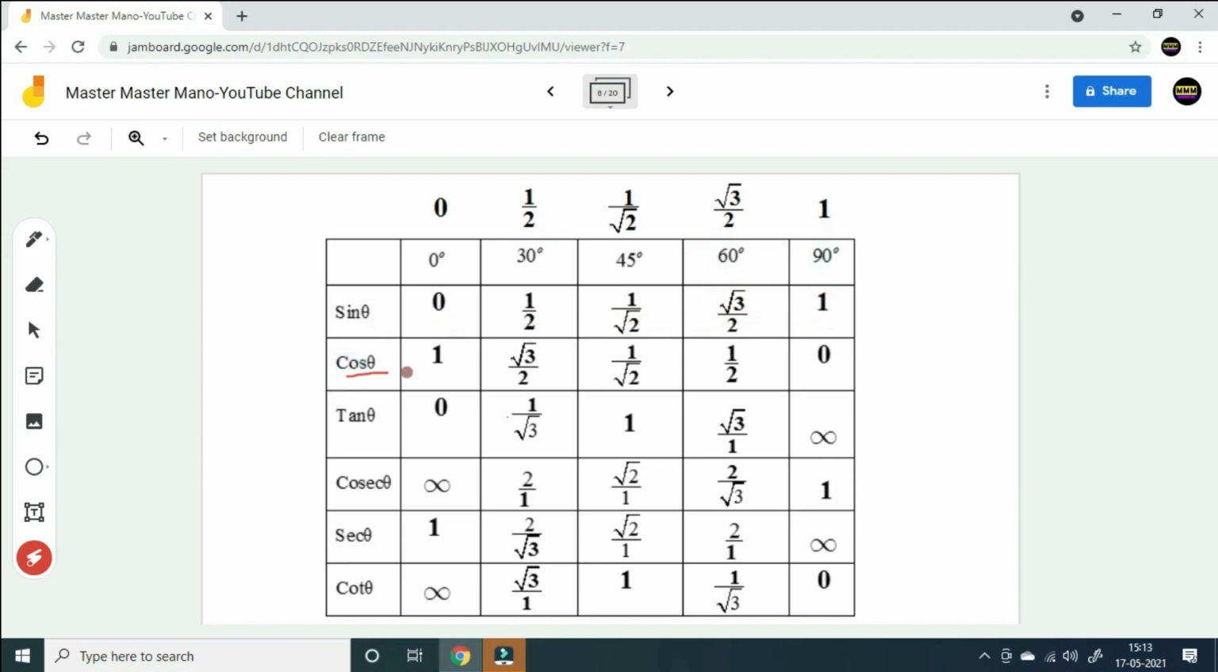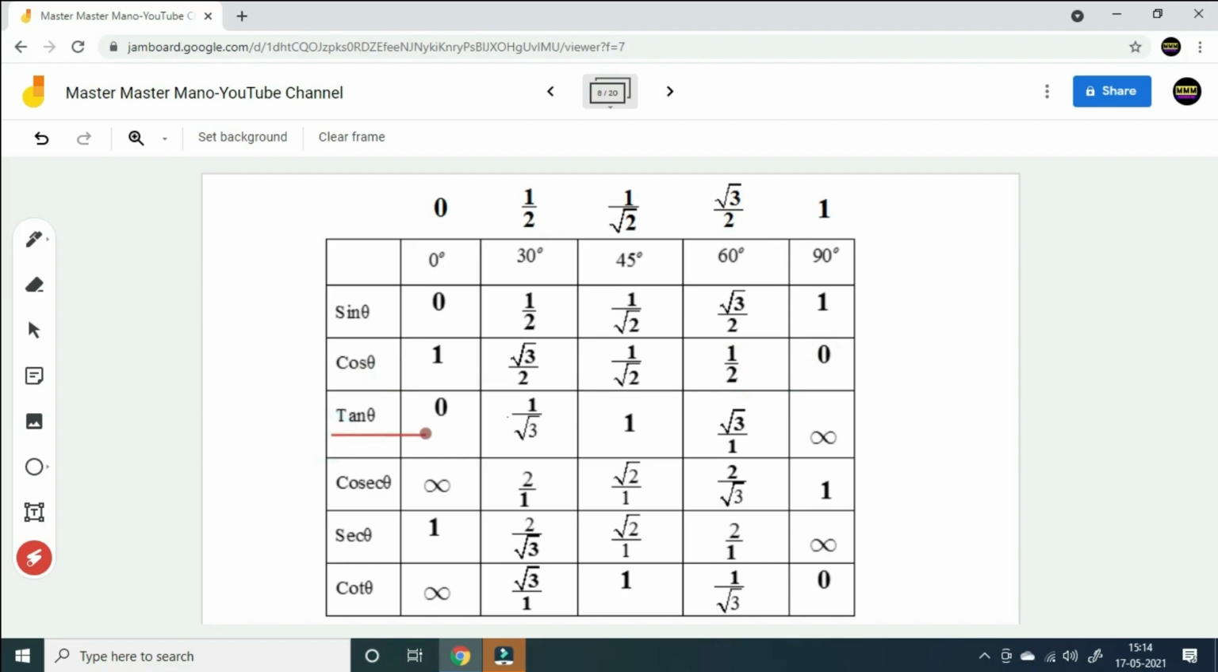For cos 0 degree, the value is 1. For cos 30 degree, the value is root 3 by 2. For cos 45 degree, the value is 1 by root 2. For cos 60 degree, the value is 1 by 2. For cos 90 degree, the value is 1.